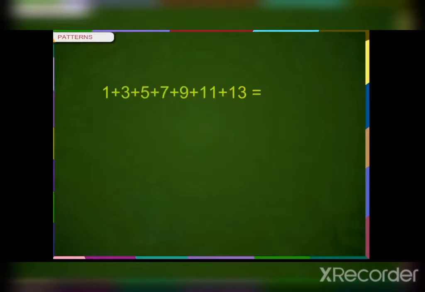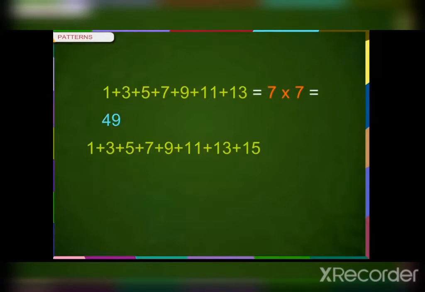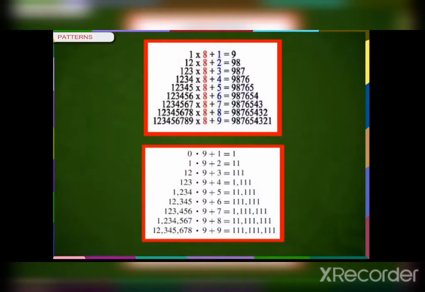Observe the pattern and write the next number in the pattern. In this pattern, there are 7 consecutive odd numbers, so the sum will be 7 into 7, which is equal to 49. In this pattern, there are 8 consecutive odd numbers, so the sum will be 8 into 8, which is equal to 64. Let us see some interesting number patterns. Observe the patterns on the screen.